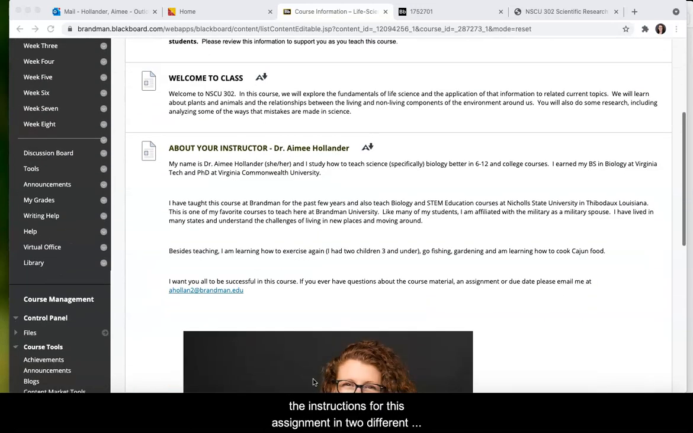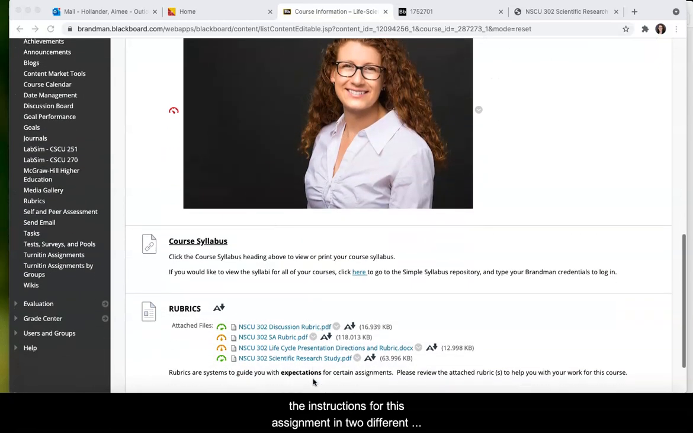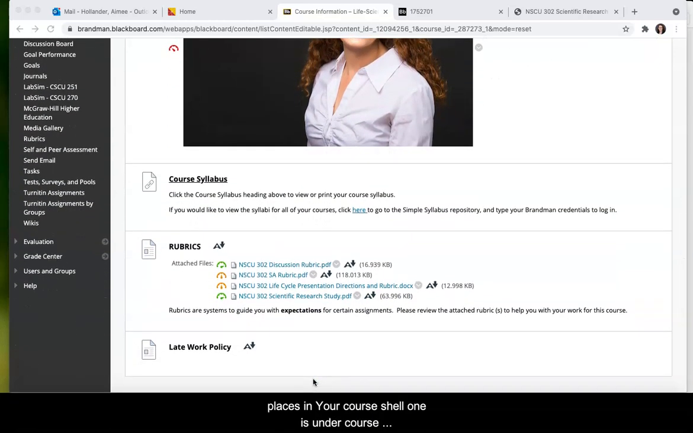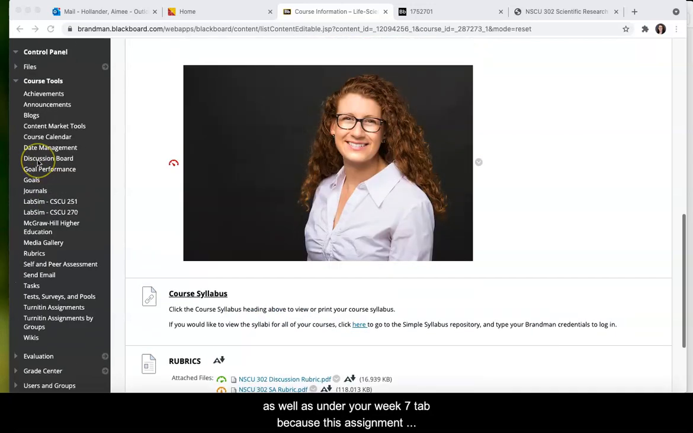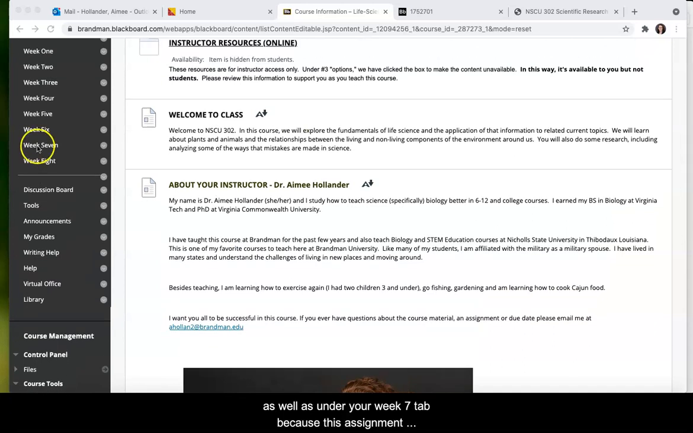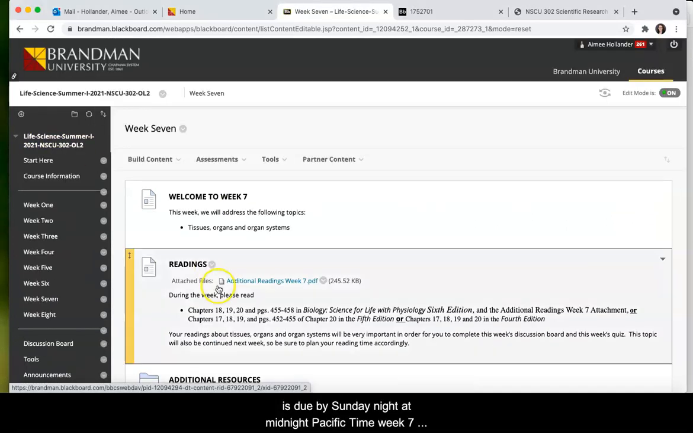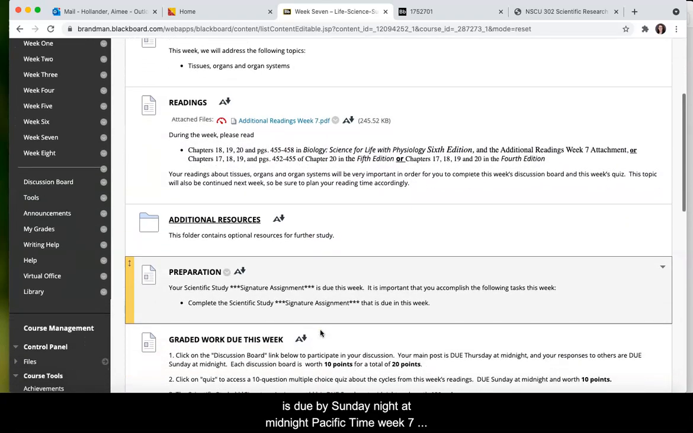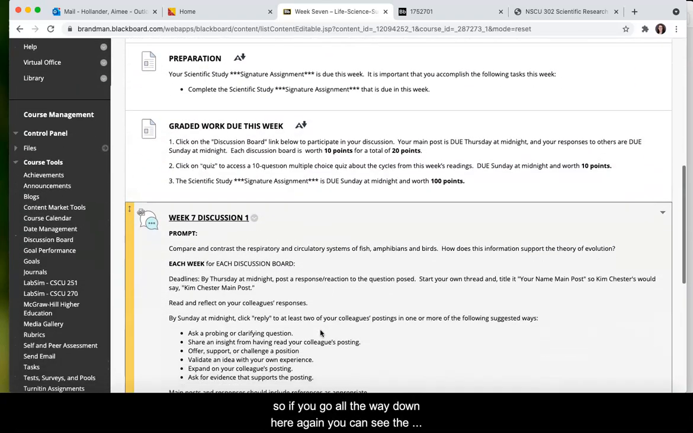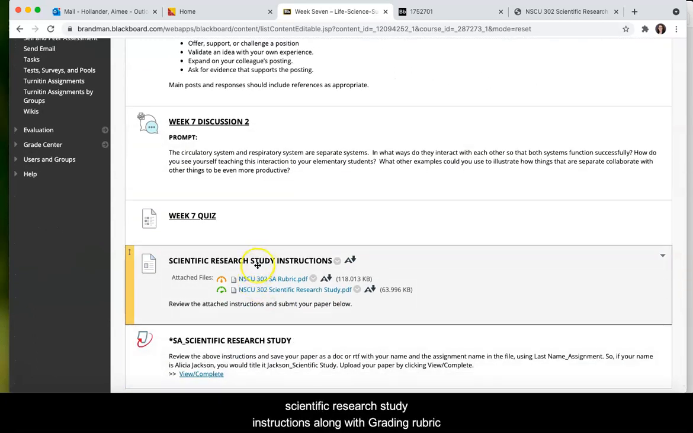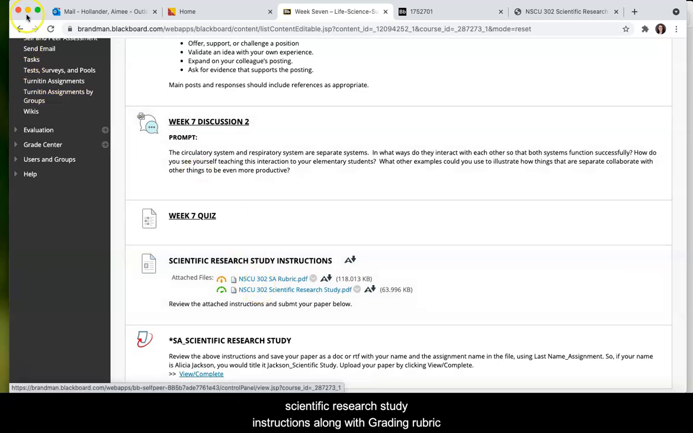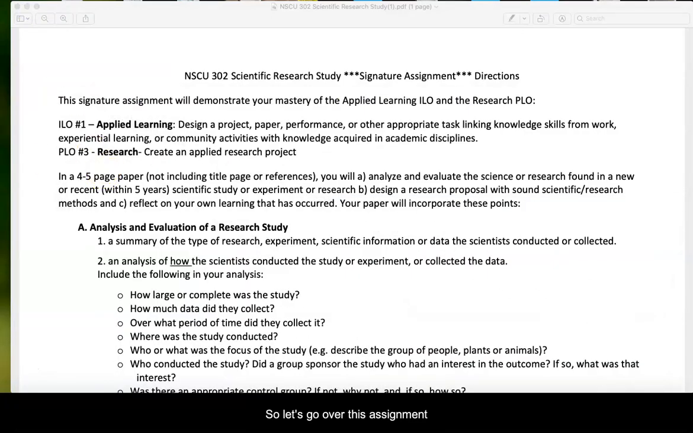So first off, you can find the instructions for this assignment in two different places in your course shell. One is under course information, and you can see here that you have instructions, NSCU 302 Scientific Research Study here, as well as under your Week 7 tab, because this assignment is due Sunday night at midnight Pacific time, Week 7. So if you go all the way down here, again, you can see the Scientific Research Study instructions along with grading rubric.